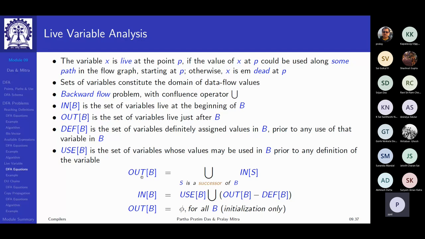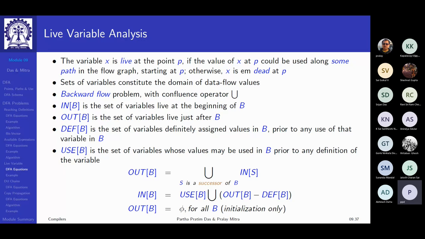And for the equation, since you're coming backwards, your outset will be computed in terms of the insets. So out B is the union of the insets of the successors. So whatever has to go into the successors decides what has to come out from a basic block as live. So union of all of that will be the outset of the block B. So once you have the definition and understand the way you will go, it becomes very easy to formulate this set of data flow equations.